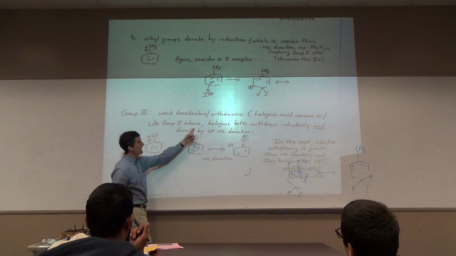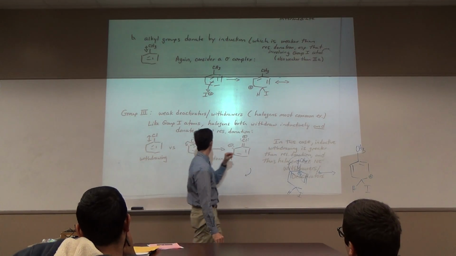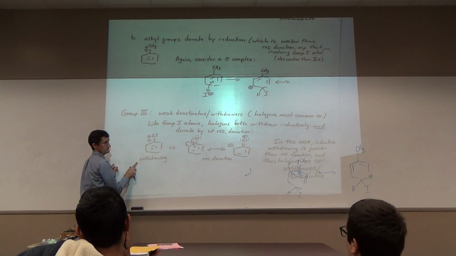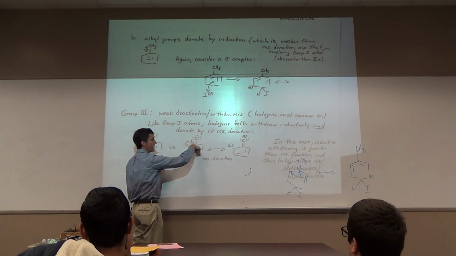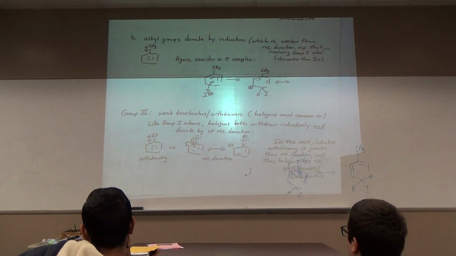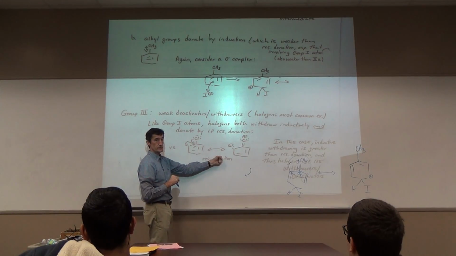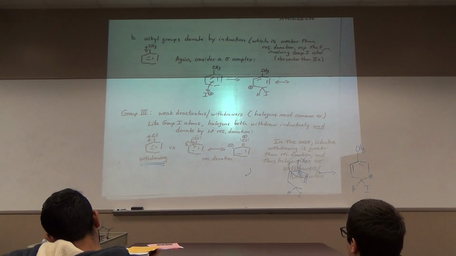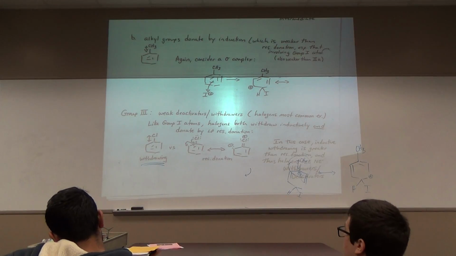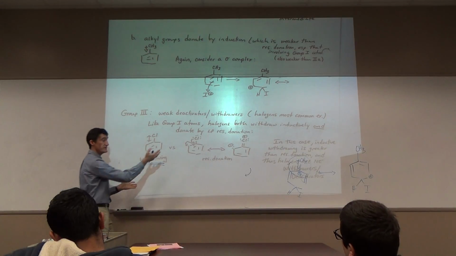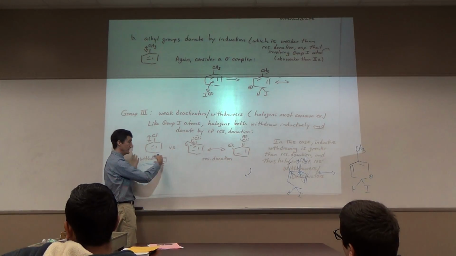First off, like group one, halogens both withdraw inductively and donate by resonance. So inductively withdrawing. They also donate by resonance. So this is just like the methoxy was on group one. The difference is with the halogens, this is not your major effect. This is your major effect. So if that's the major effect, what is the net effect? After you balance these off, you're left with what? This being the net effect.